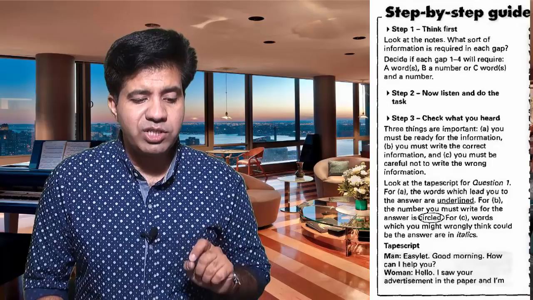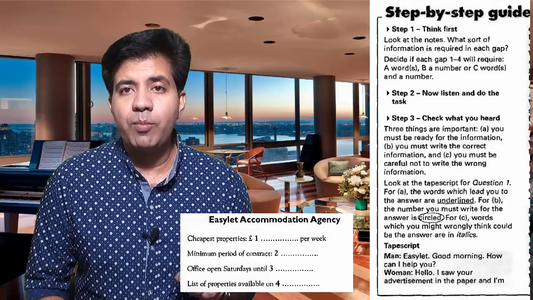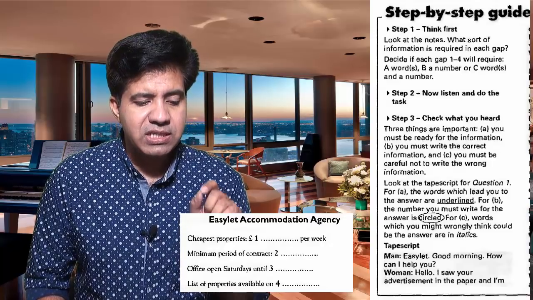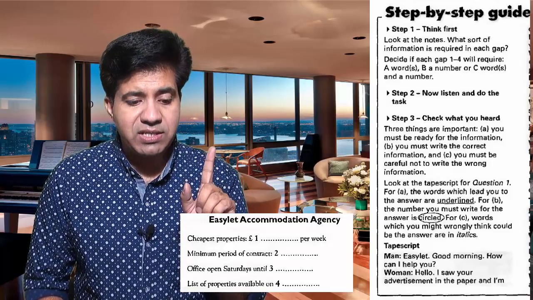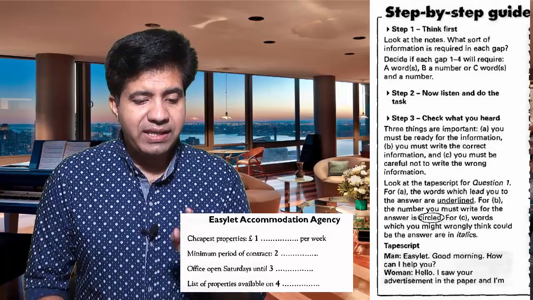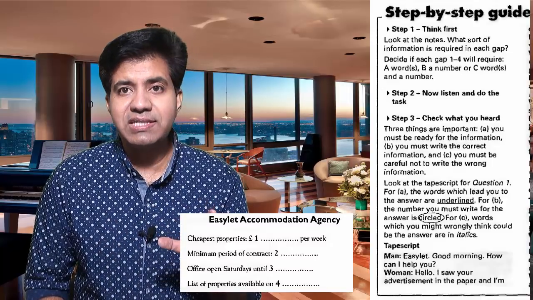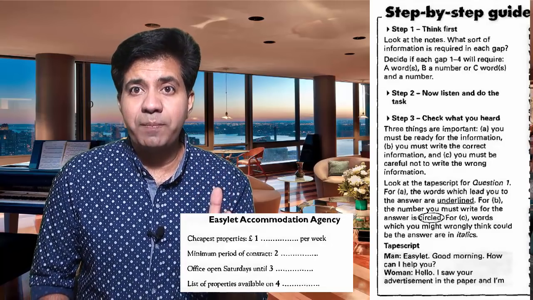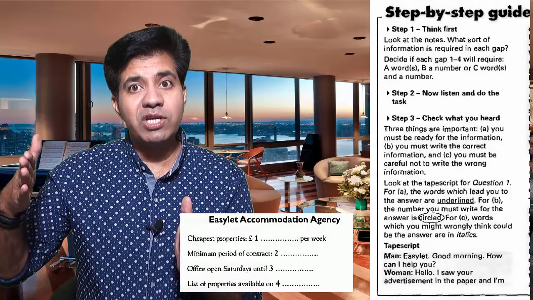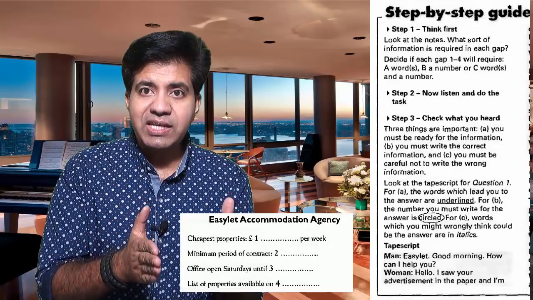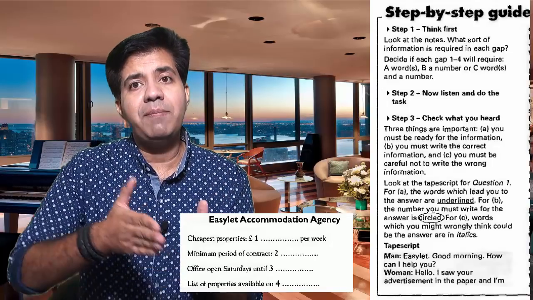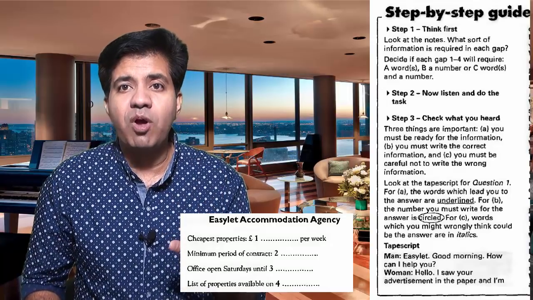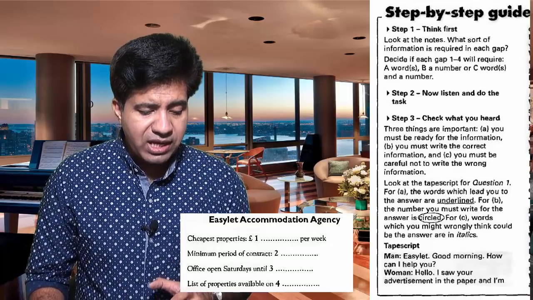Now you can look at question 1, that is Easy Let Accommodation Agency, and they've got here cheapest properties, question number 1, and there is a sign of pound and then per week. So this is actually some amount you've got to listen for, and that's the cheapest properties. It means they can be the most expensive. I mean, this is the starting range, the minimum range, they can be the maximum range, they can be the middle range, but you've got to find the cheapest property, or the minimum range actually.